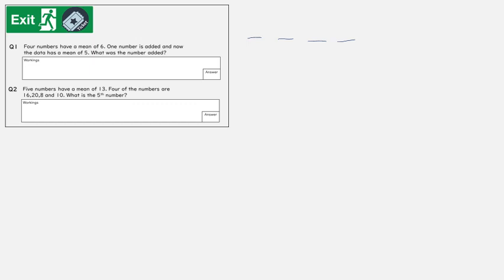So question 1, if 4 numbers have a mean of 6, we know that they would have been added up, divided by 4, because there's 4 numbers, and that gave us the answer of 6. So to find the total of those numbers, we can do 6 times 4, because the total was divided by 4. So we can do the opposite to find out that the total was 24 of those 4 numbers added together.